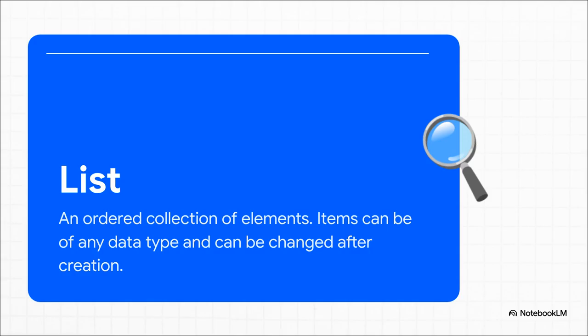So, what is a list, really? Think of it as an ordered collection. And ordered is key here. It means every item has its own specific spot. It's also changeable, which means you can modify it anytime you want. And maybe the best part, you can mix and match anything you want in there. Numbers, words, you can even put other lists inside of a list.